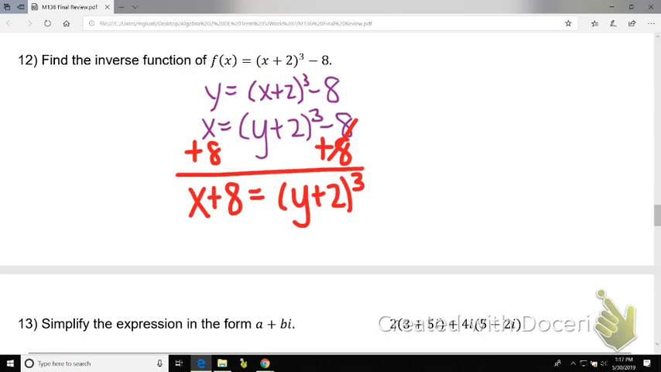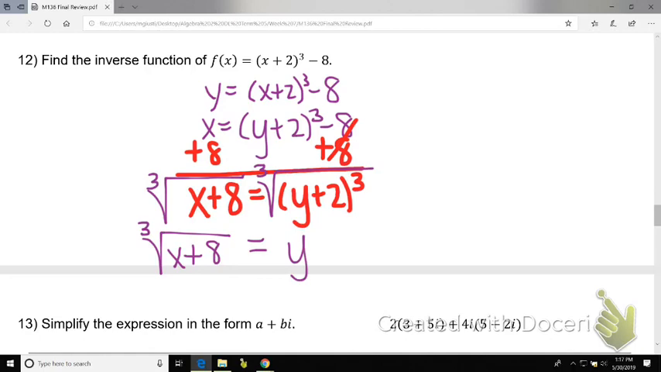And if you have something to a power, we cancel it out by making the radical, right? But we're not taking the square root. What root are we taking? The third root. And we don't know what the third root of x plus 8 is, so we just leave that as the cubed root of x plus 8. But on the right side, the power and the root cancel each other out, so you just have y plus 2. And then you've got one more step. Subtract 2. And that 2 cannot pair up with the 8, because the 8 is under the radical, the 2 is not.